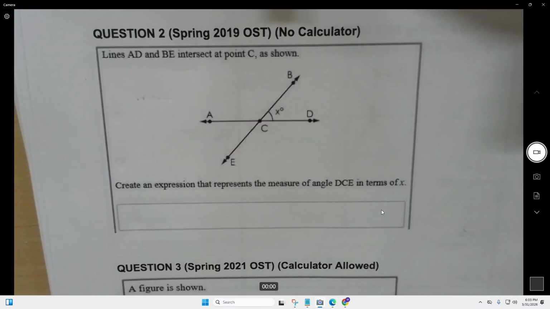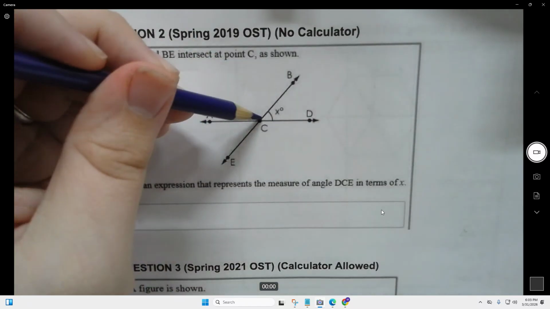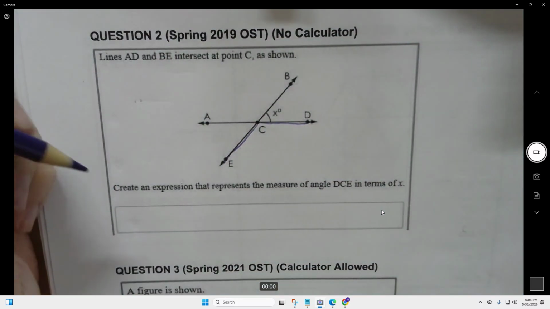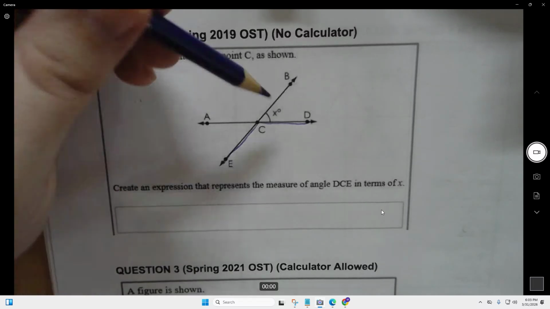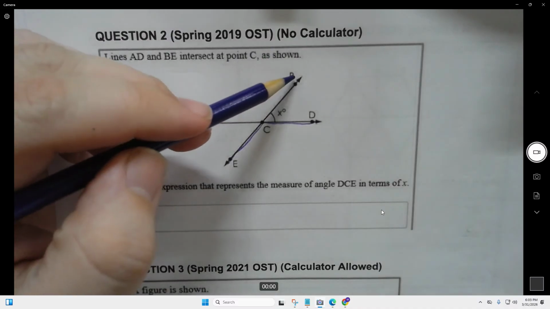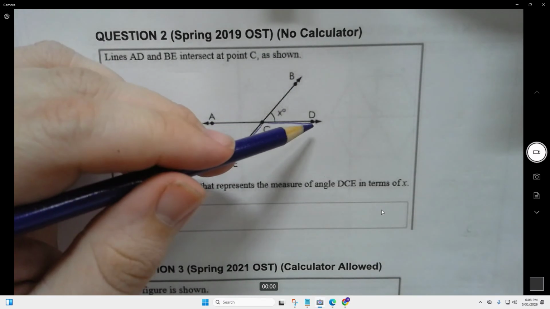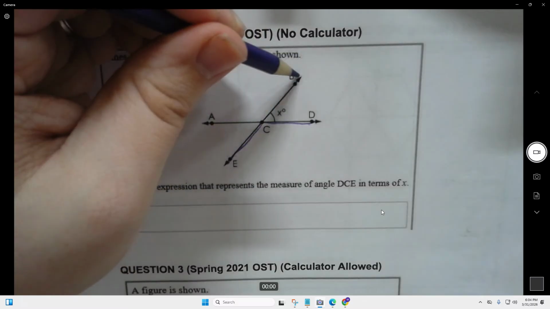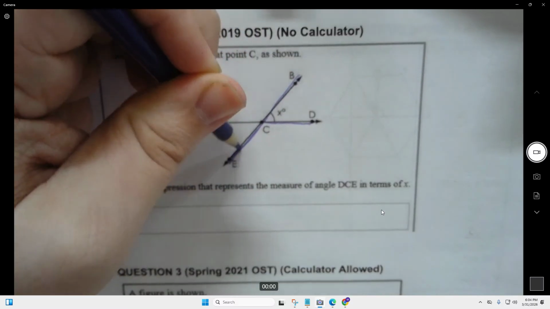Let's go to question 2. Lines AD and BE intersect at point C as shown. Create an expression that represents the measure of angle DCE, so this in terms of x. So when you look at how this is set up, you see that angle BCD and angle DCE are two parts of a straight line.